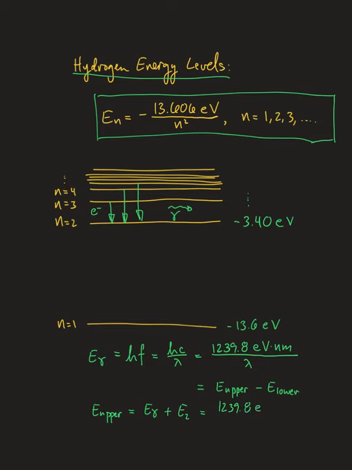So that's 1239.8 eV nanometers divided by the wavelength that we measured, and then E2 is minus 3.40 eV. And then using this expression right here and our measured wavelengths, we'll be able to work out the values of these upper energy levels and compare them against the values obtained from this expression. These values for the energy levels will probably agree to approximately 1% or so.